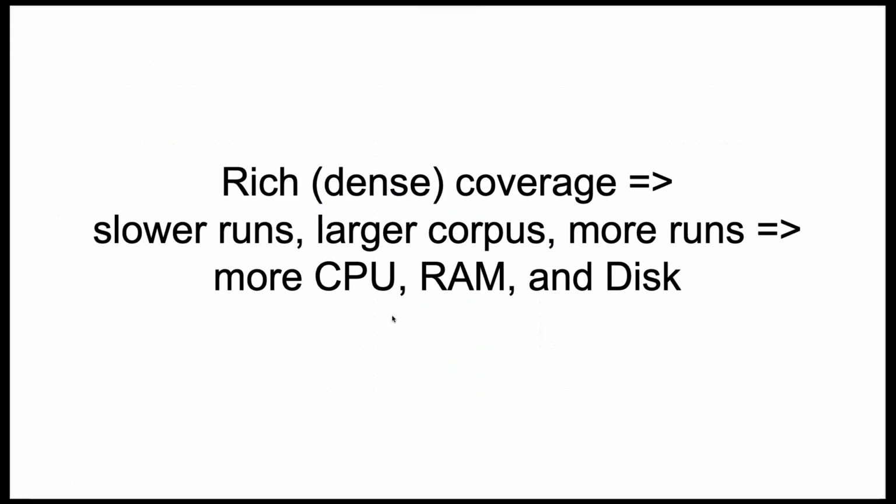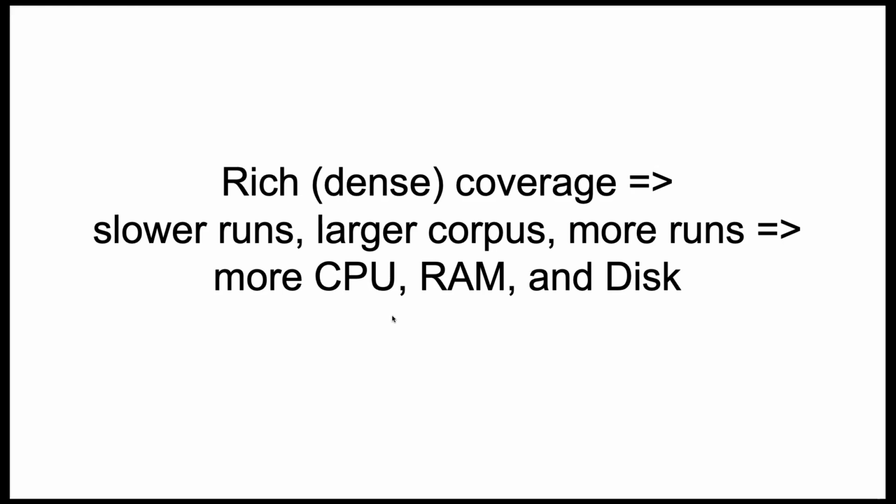The problem with rich or dense coverage is, first of all, collecting anything that is more sophisticated than control flow is expensive. So your single run becomes more expensive, usually by a constant multiplier, but still more expensive. If you have more coverage, if you have more diverse coverage signals, your corpus becomes bigger, because this is what you want, right? You want many more corpus elements that are diverse between themselves.